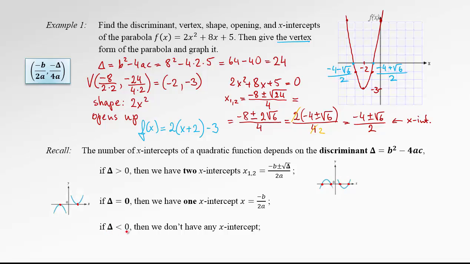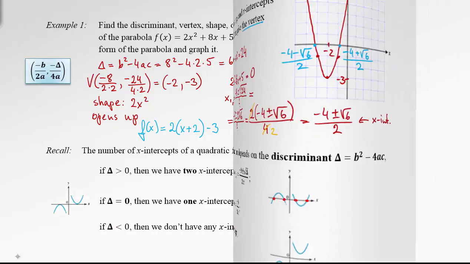Finally, if the discriminant is negative, we don't have any x-intercepts. Why? Because the root of a negative number doesn't exist in the real world. It is an imaginary number, but we are searching for real solutions. Therefore, the geometrical interpretation of this situation is that our parabola is apart from the x-axis. It doesn't touch it at all, right? So those are the three situations. The value of the discriminant tells us a lot about the nature and number of roots.